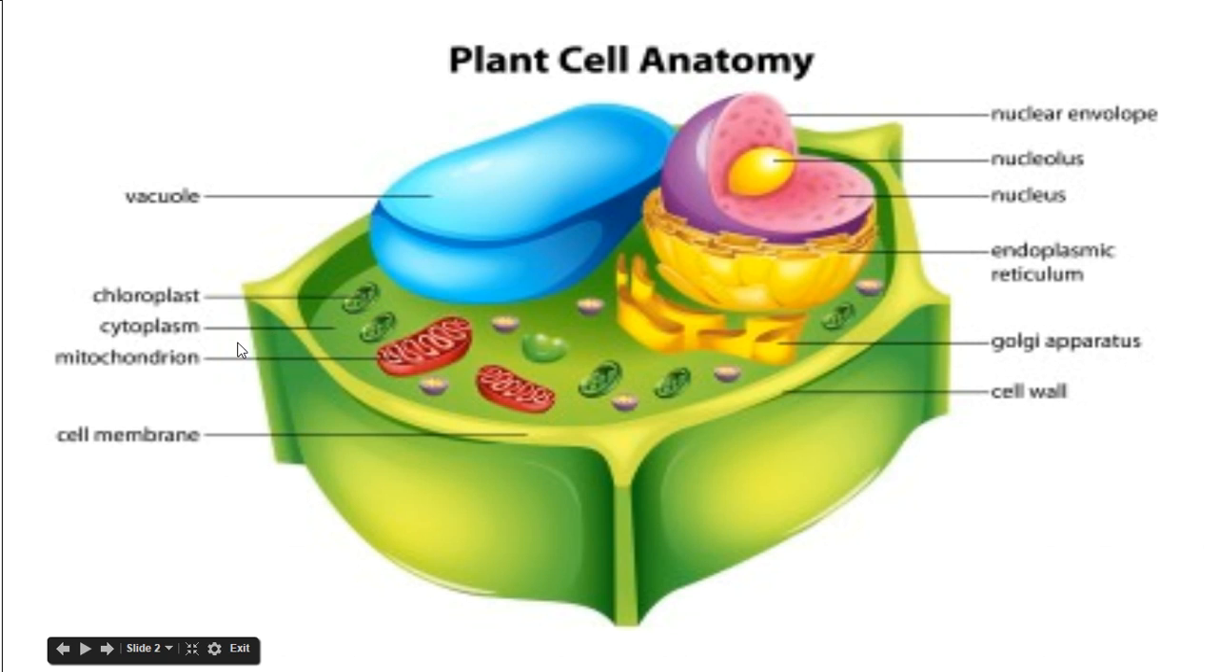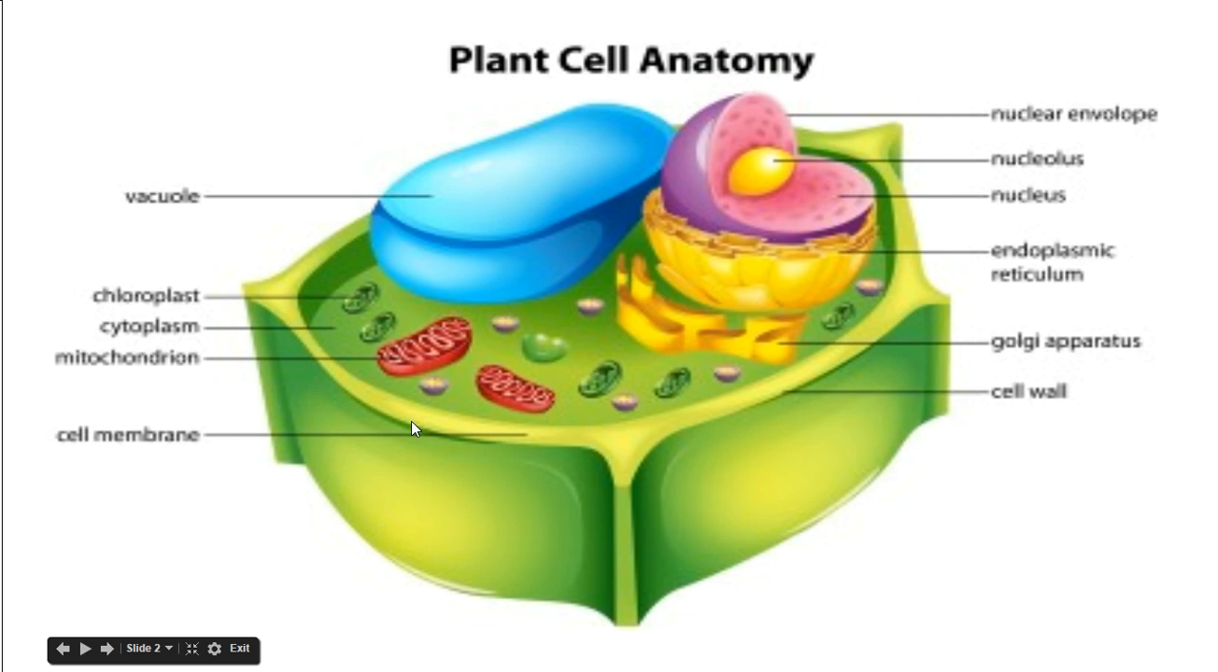We have the cytoplasm. That's going to be the jelly-like substance within the cell that suspends all the fluids. Just going back to chloroplasts here, only plants have chloroplasts, and only plants have giant central vacuoles like this. We have the mitochondria. These are the powerhouse of the cell. This is where the cell produces its energy.